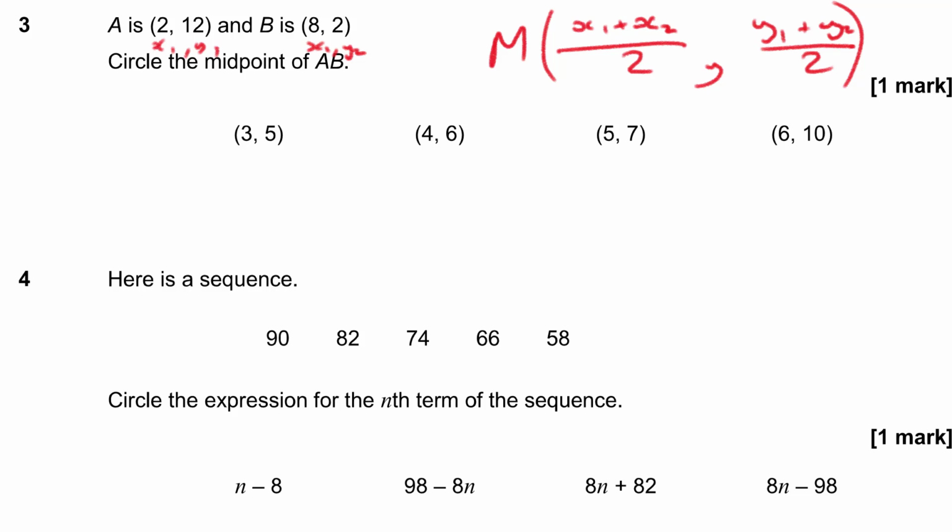That's if you like memorizing formulas and using them. Otherwise, what you're doing basically is averaging out the 2 coordinates, aren't you? So you're taking the 2 x coordinates, 2 and 8, you add them together and divide by 2. 2 plus 8 is 10, divided by 2 is 5. So one of our coordinates is going to be 5. And the other one is going to be the average of 12 and 2. 12 plus 2 is 14, divided by 2 is 7. So the midpoint M is going to be (5, 7). It's that one there.